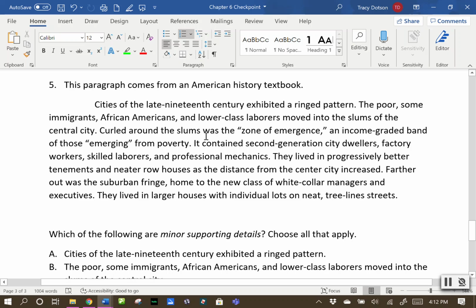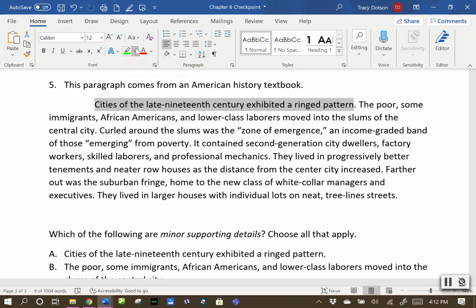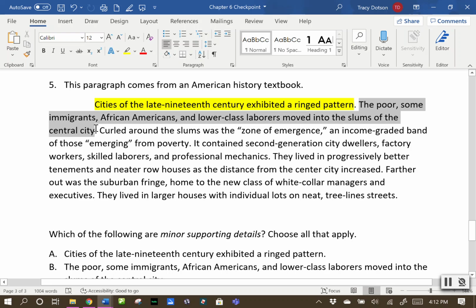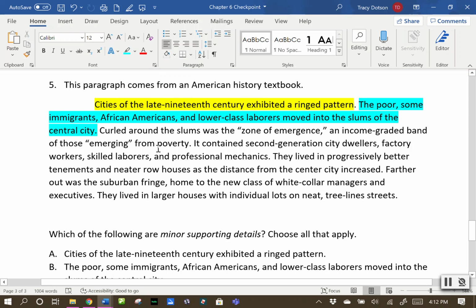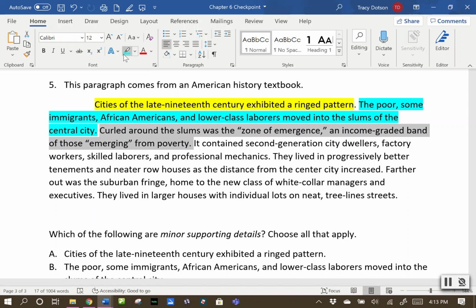All right. So here let's pull out our stated main idea. If we have one, and we do, it's in that first sentence. So we're talking about this ringed pattern. Okay, so how many rings and what is each ring about? First we have the poor, immigrants, African Americans, and lower class. That's one of our rings. And then it says curled around the slums was the zone of emergence, an income-graded band of those emerging from poverty. So that's our next ring.